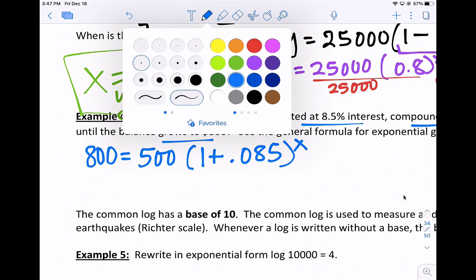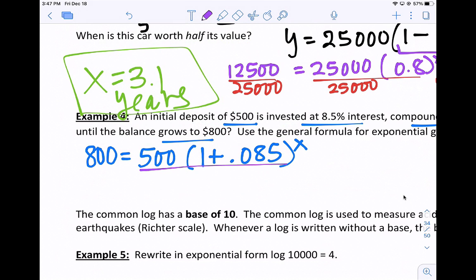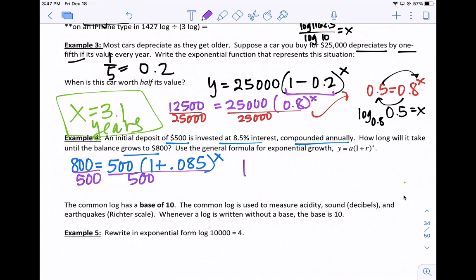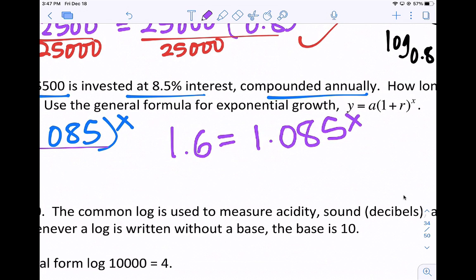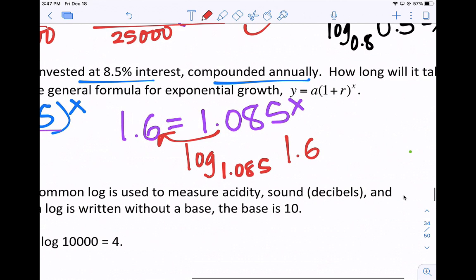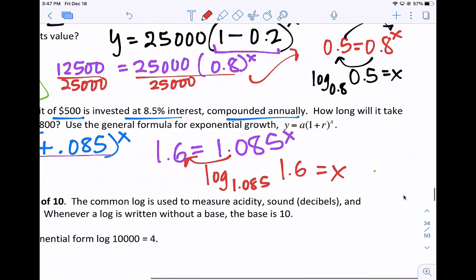First step is I would divide each side by 500 to get the base and the exponent by itself. So 800 divided by 500 is 1.6 equals 1.085 to the x. All right, once you get the base and the exponent by itself, we can log it. So it's going to be log base 1.085 of 1.6 equals x. And we'll type that into our calculator. So I'll show you what that looks like.